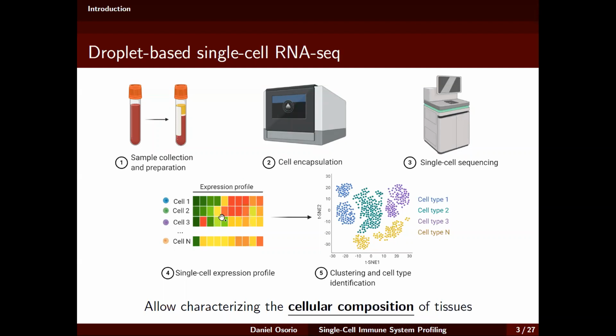FASTQ files that will later be used to quantify the expression level of each gene in each one of the cells. So in this panel of the figure, we have the expression profile for each one of the cells in each one of the genes. And this matrix can be reduced into 2 dimensions in order to visualize the similarity of the cells and cluster them in order to assign a cell type. So each one of these clusters is representing a cell type based on the coloring. And this is the final goal of the droplet-based single-cell RNA-seq: characterize the cellular composition of the tissues.